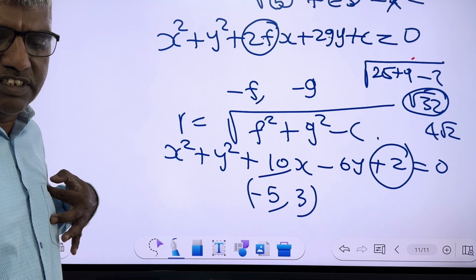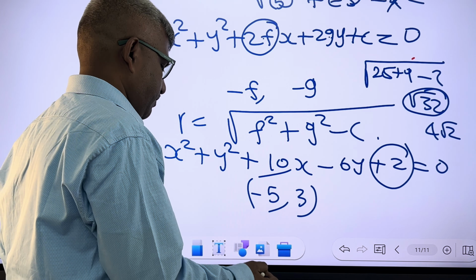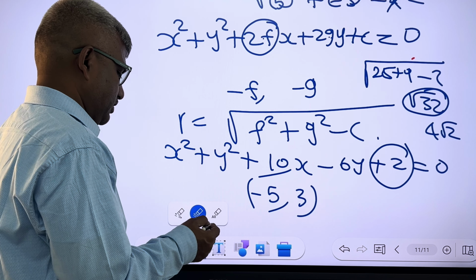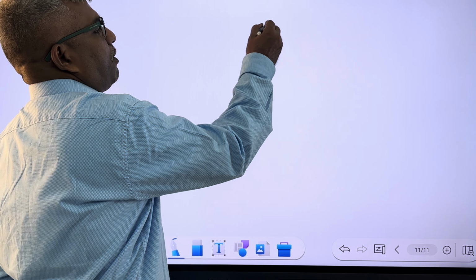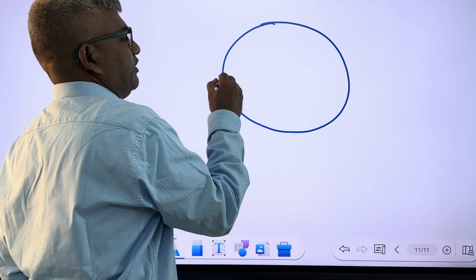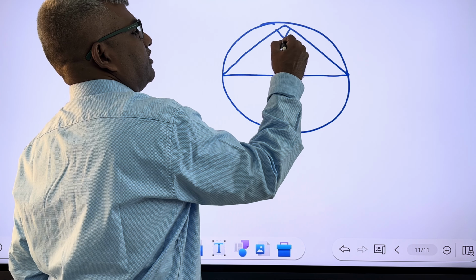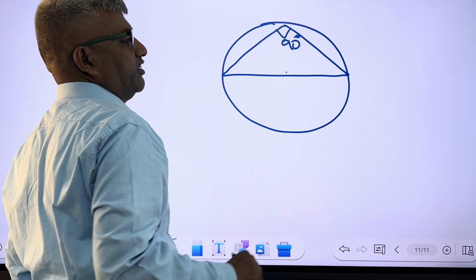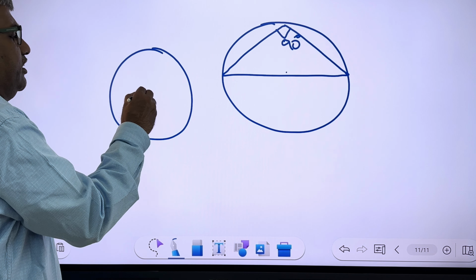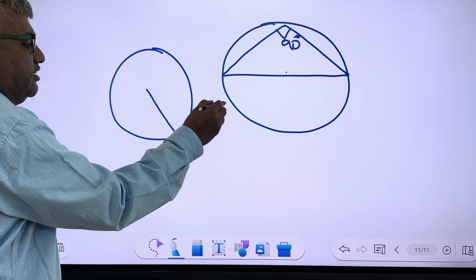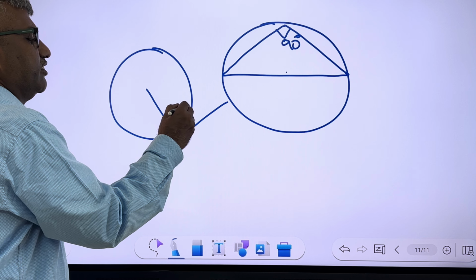Got it? These are the major circle formulas. Copy down. Some circle properties you would have studied in IGCSE. This is 90 degree if it is in a diameter, okay. And the main property is in the circle, radius and tangent, this will be 90 degree. This is the main property.